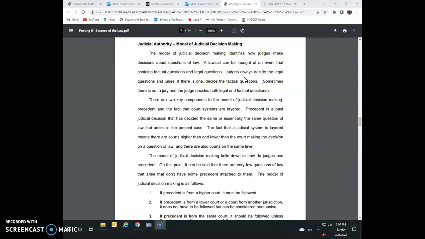Typically in our system, judges answer legal questions and juries answer factual questions. It's possible to have a trial without a jury, in which case the judge is answering both the legal questions and the factual questions. But our focus here is what happens in every lawsuit, and that is judges are called upon to answer legal questions, or if you will, they decide legal questions. So that's part of the first understanding.